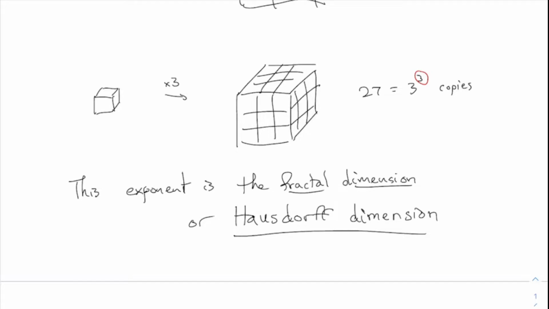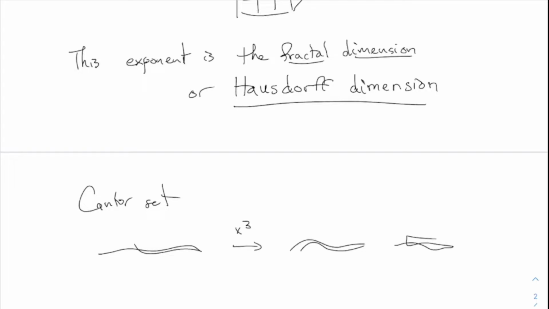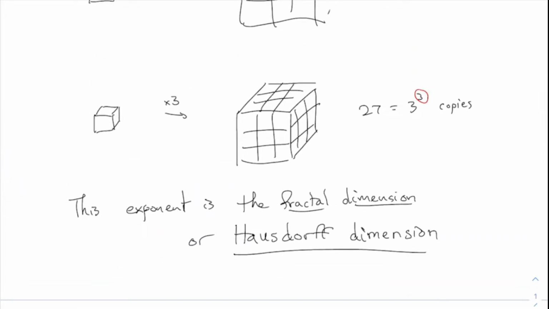What's interesting about this is, the Cantor set is a fractal. What is the fractal dimension of the Cantor set? So the Cantor set, I don't want to draw the picture again. I go x3 on it, and what you get is 2 copies. So what's the dimension of that? Remember, the way you find the dimension is you look for an exponent of whatever the scale factor is. It's the exponent here.